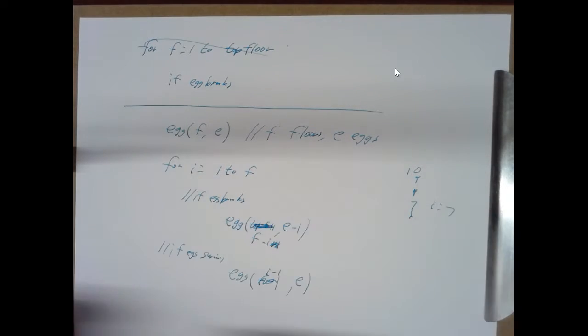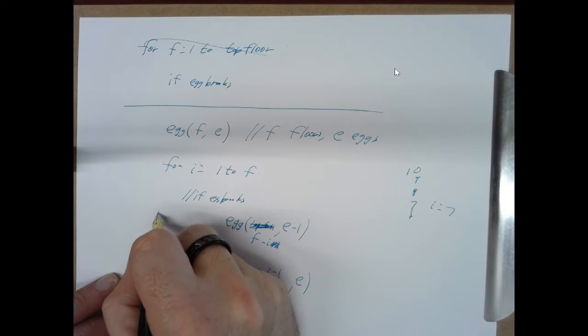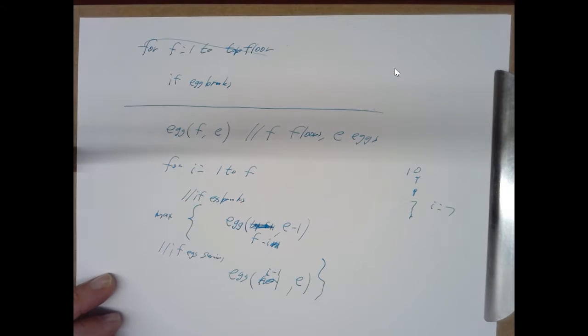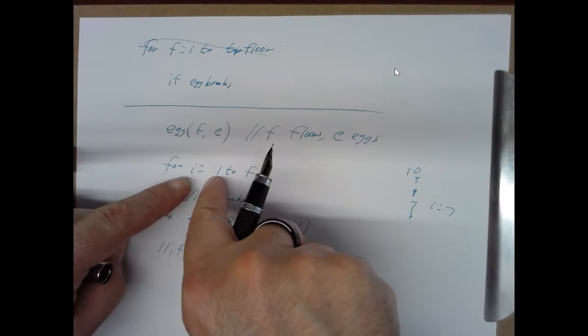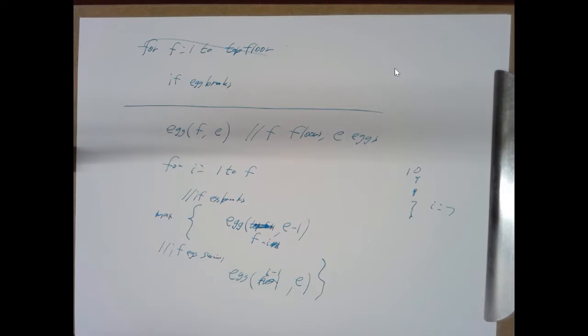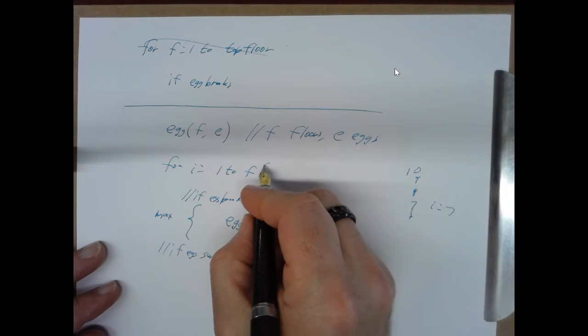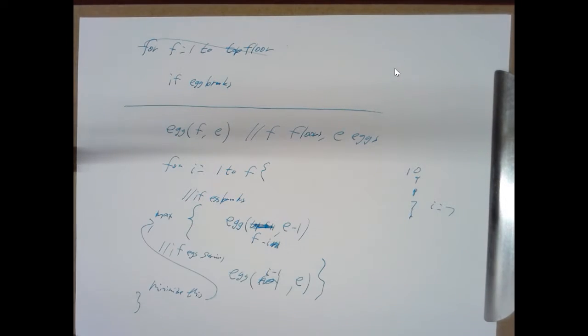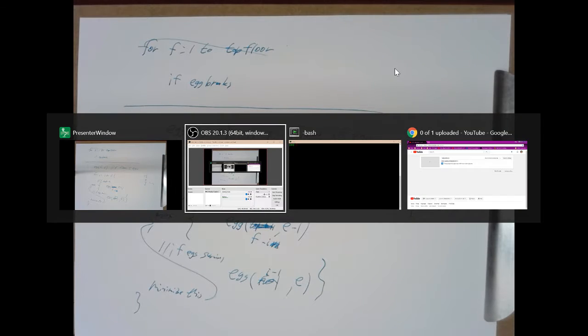So for each floor from 1 to the top floor, we simply find the maximum of these two values. That's the worst case number of experiments we need if our first drop is from floor I. And we just need to minimize this maximum. So find which floor gives you the smallest maximum of these two experiments. And it's completely recursive.